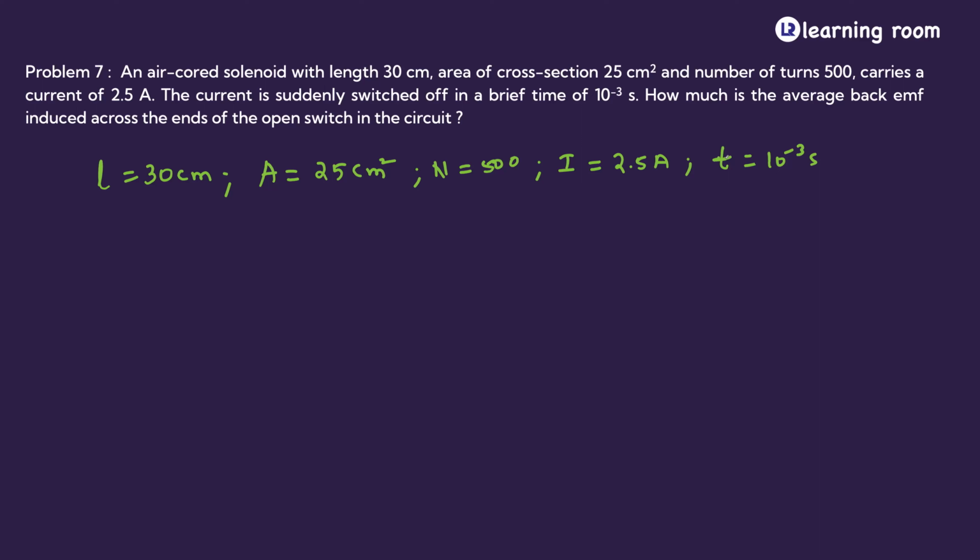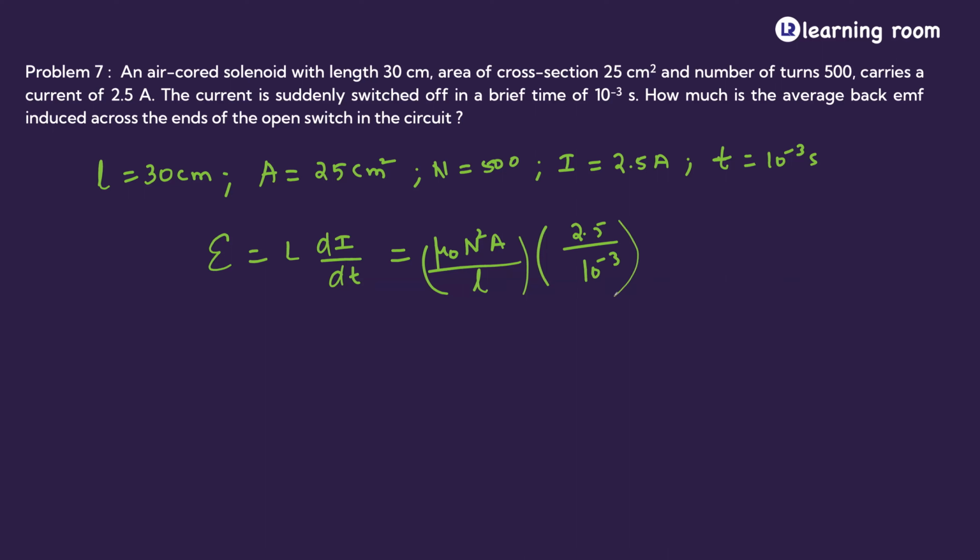So how will you do it? So what is the value of capital L? Just now we saw mu naught n square A divided by L into di by dt, which is 2.5 divided by 10 power minus 3, and this is going to be the EMF induced. So it's a combination of finding this and this. I hope it makes sense.